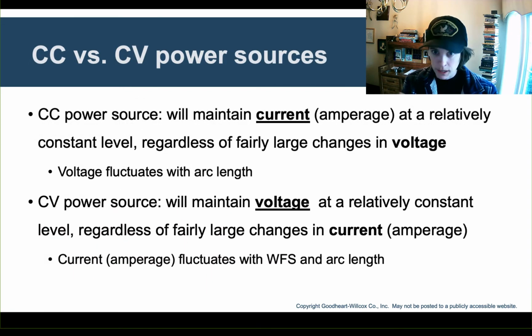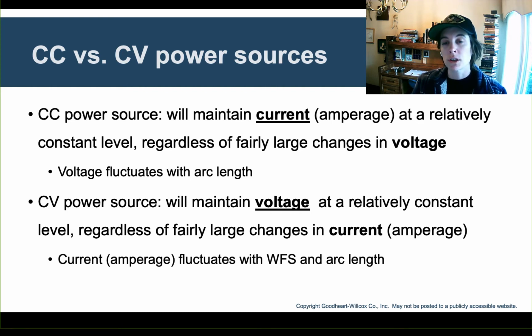And then, again, more terms. We're trying to keep all these things clear in our head. We have constant current versus constant voltage. This is the power source. The machine that you have can do one or the other, or it can do both. A lot of our machines, the newer ones now, are able to do both. So this differentiation sort of starts to get a little fuzzy.